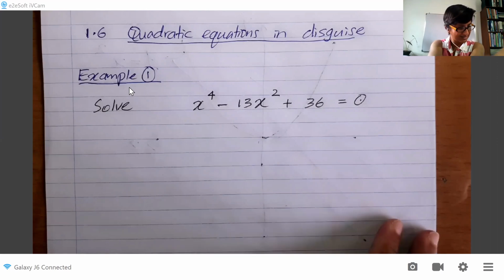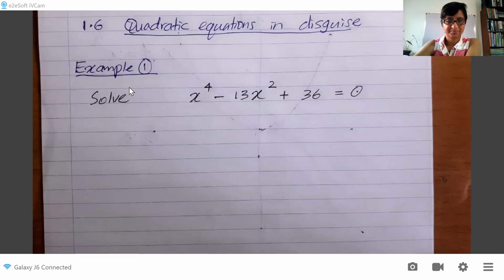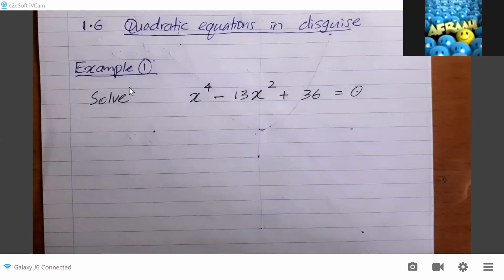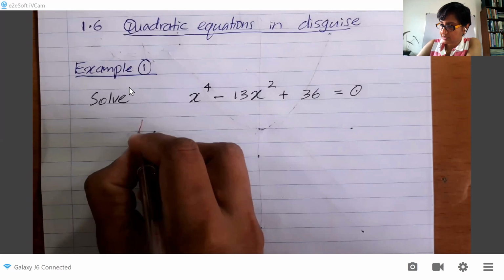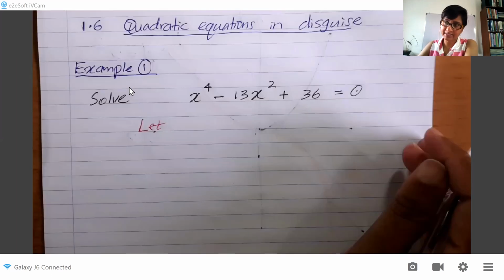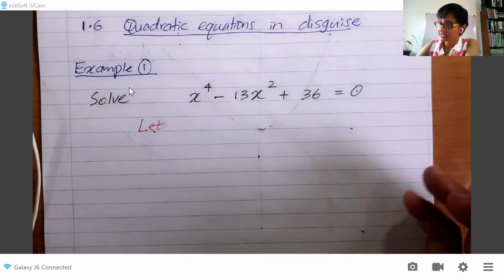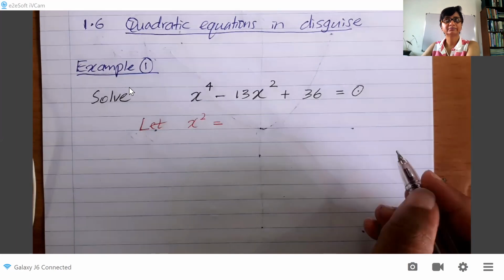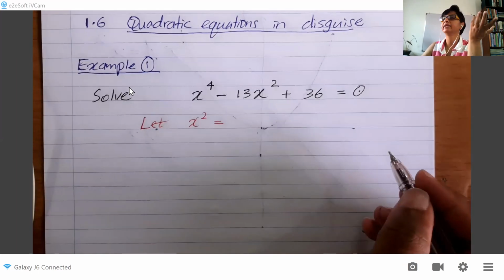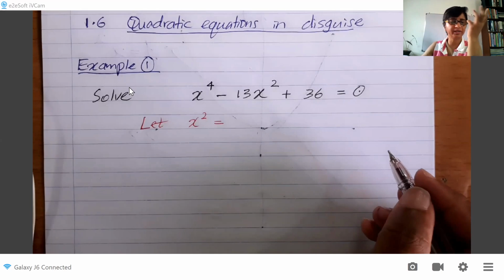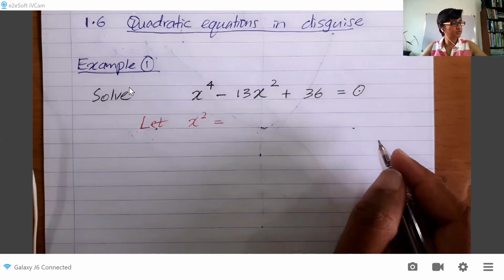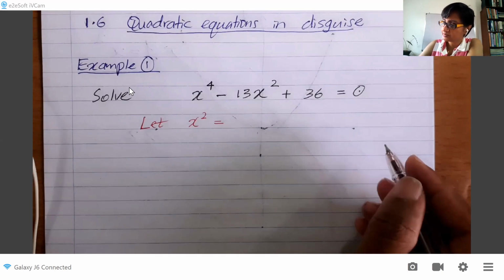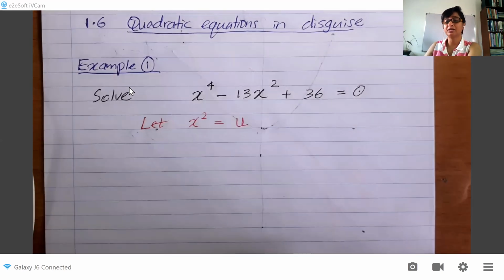Can anyone see what that is? Okay, since this is the first example, I'm suggesting, let's call this x squared. Let x squared be called, take one name, u or p or q or t, it doesn't matter, tell me a good letter you like. Shall we take u? I'm going to relabel x squared as u. It's a relabeling. That's all that I'm going to do.